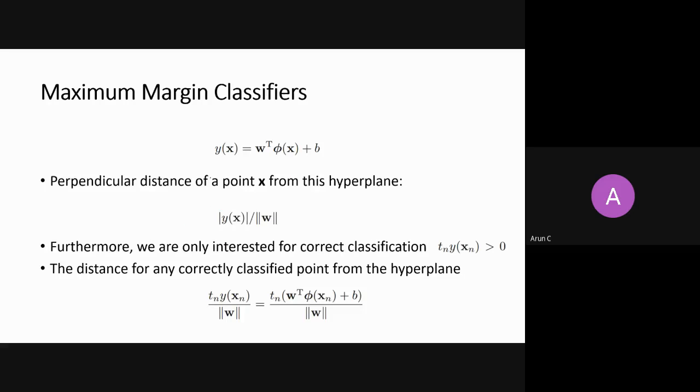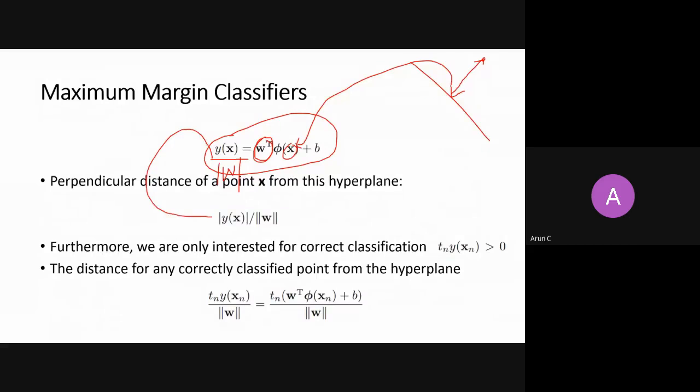Then we said, what is the perpendicular distance of a hyperplane from a point x, right? So what is the perpendicular distance of x from the hyperplane? If my W is a unit vector, then you plug your x into this equation and you will get the perpendicular distance. But if my W is not a unit vector, then you need to divide this y(x) by the norm of W, right? We discussed this in the hyperplane lecture, right? All this. So that is the perpendicular distance of a point x from a hyperplane.